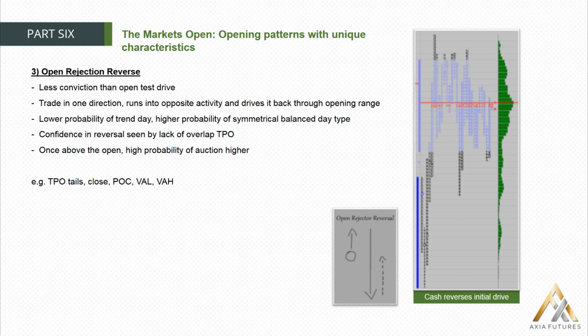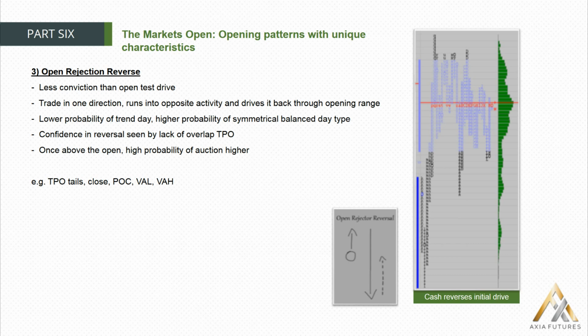Note, when we do see an open rejection reversal, there is a lower probability of a trend day and a higher probability of a symmetrical balanced day type. So this is why we discuss the various open types, because they give us early identification as to how the day may play out, but also what sort of strategies we'd be able to employ over the day. Again, what I just want to point out, if you look at the volume profile, you'll see the market opens, and in the initial balance we can see the market tries to drift and move lower.